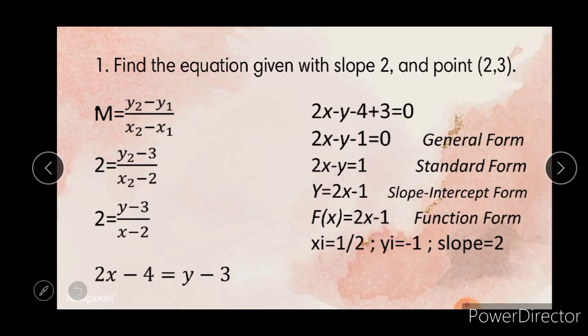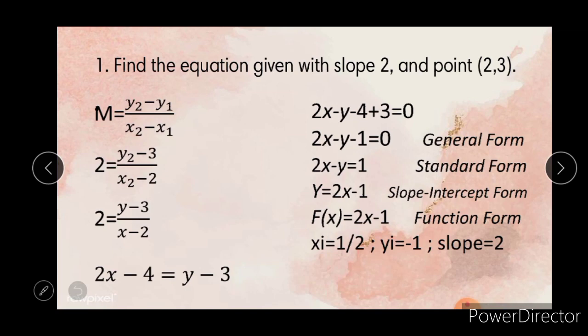So we have 2 equals y minus 3 over x minus 2. And then cross multiply the 2 and x minus 2 with y minus 3 times 1. Since it is considered that the 2 has a denominator of 1, then do the distributive property. Distribute the 2, so we will have 2x minus 4, same as y minus 3 multiplied by 1. So we get 2x minus 4 is equal to y minus 3.